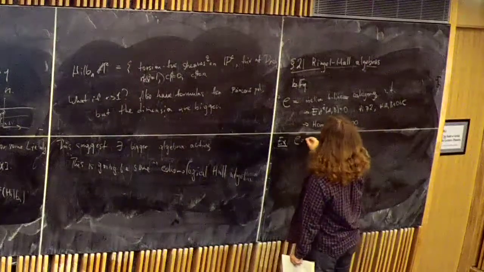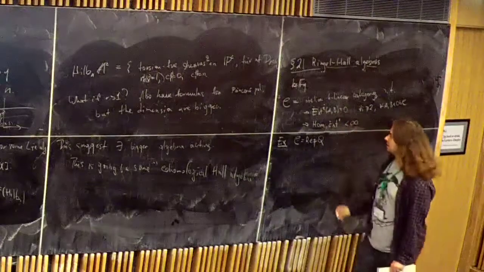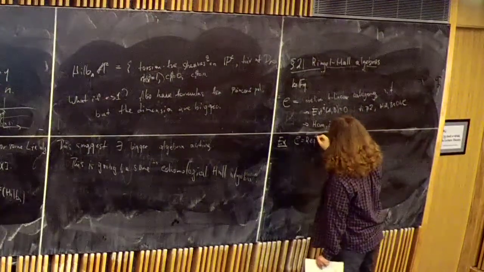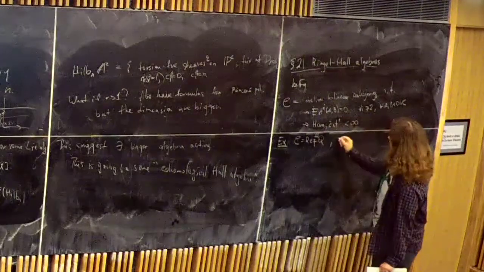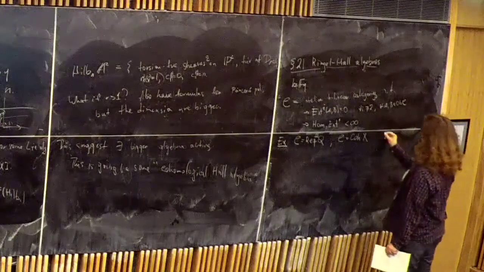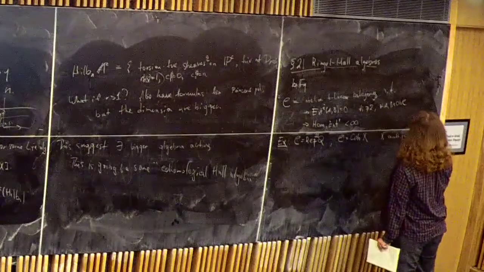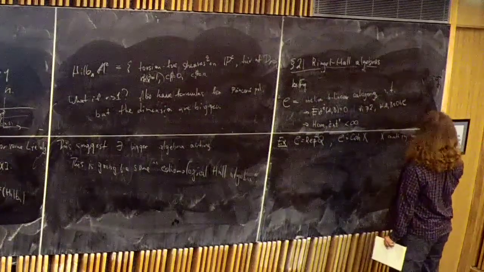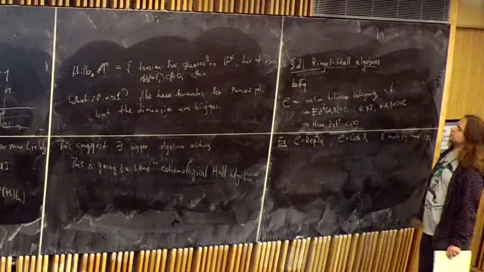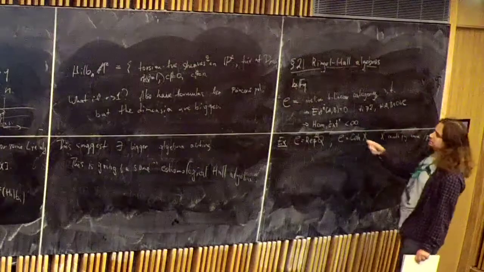So examples of such categories are representations of a quiver, say finite dimensional representations, or coherent sheaves over some smooth projective curve over F_q. Smooth assures that you don't have the higher extensions, and projective assures the finiteness condition.